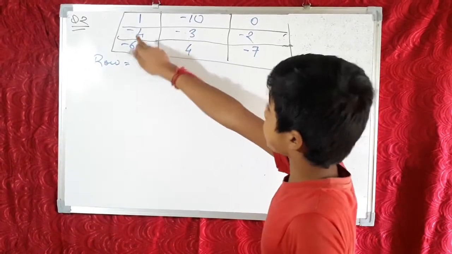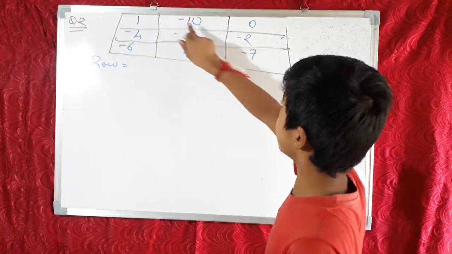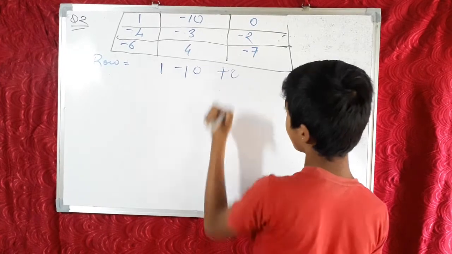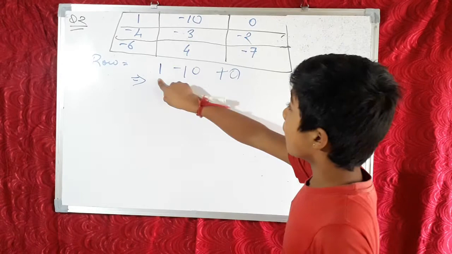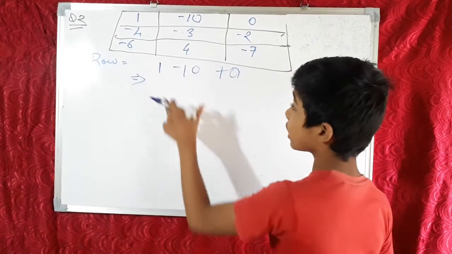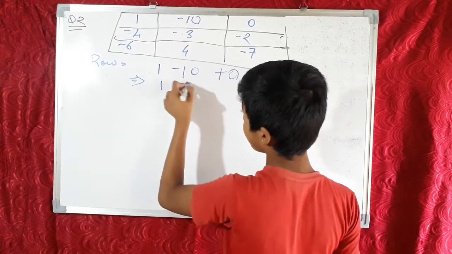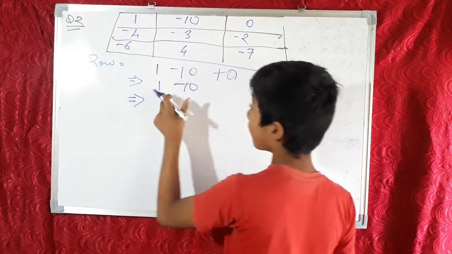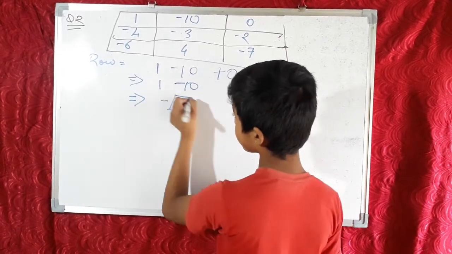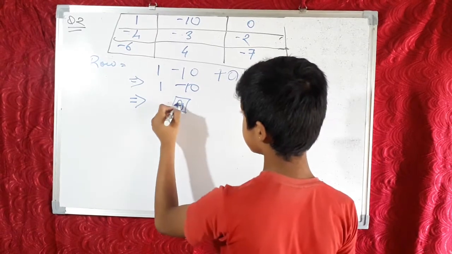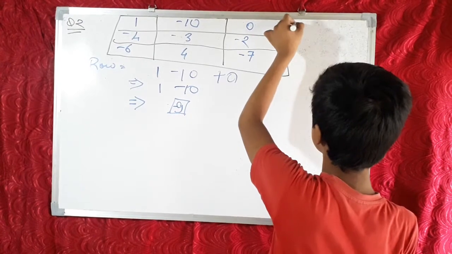The first row is 1, minus 10, plus 0. If I add the 0 with 1, only 1 comes, so 1 minus 10. The 1 and minus 10 combine, and minus 9 is your answer. So we will write here: first row sum is minus 9.